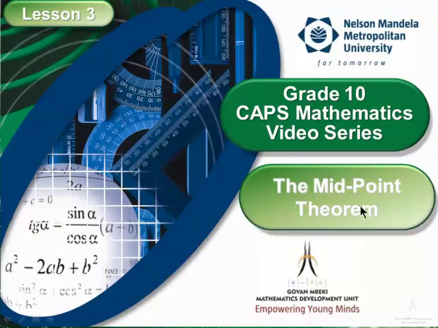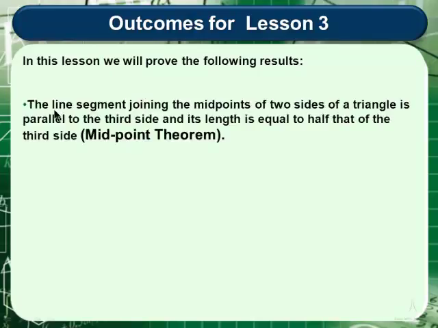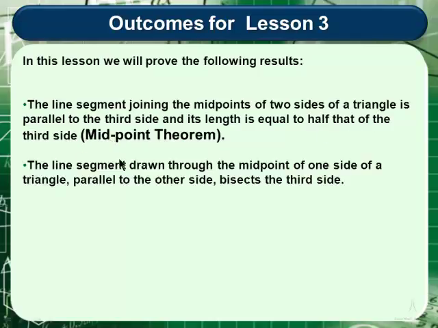In lesson 3 we focus on the midpoint theorem. Let us look at the outcomes for lesson 3. In this lesson we will prove the following results. Firstly, the line segment joining the midpoints of two sides of a triangle is parallel to the third side, and its length is equal to half that of the third side. This is known as the midpoint theorem.